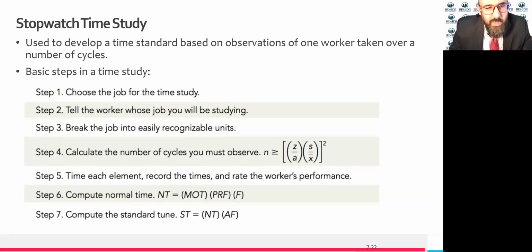And this is, if you remember the flowchart diagram, that would be very helpful here. Number four, calculate the number of cycles that must be observed. How many observations should I make? And we have to look into this equation to determine the number of observations. Number five, time each element, record the time and rate the worker's performance.